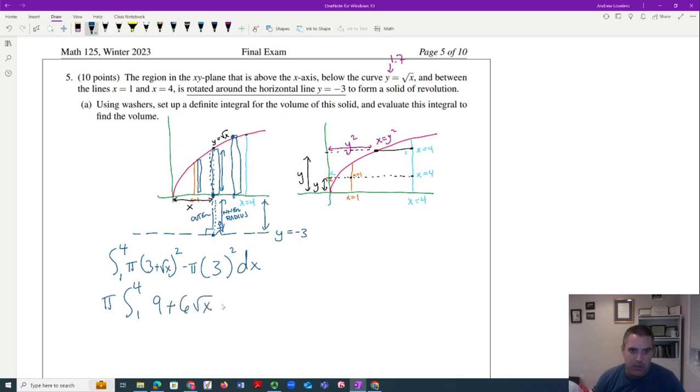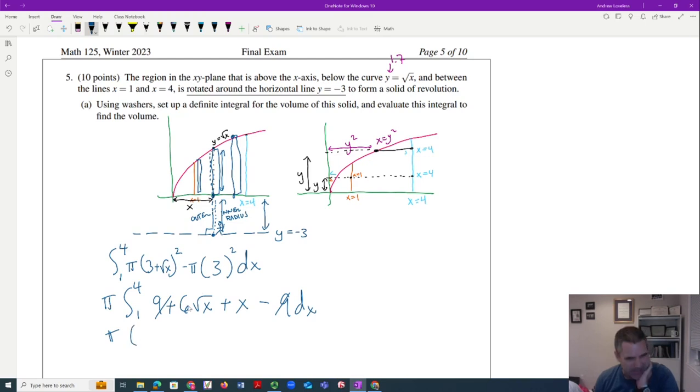Plus 6, the square root of x, plus x. I just expanded that. There's the middle term, which is 2 times that product, minus 9. So the 9's cancel, so it's better than it initially looked. And actually, we're ready to integrate right now, so let's just integrate.